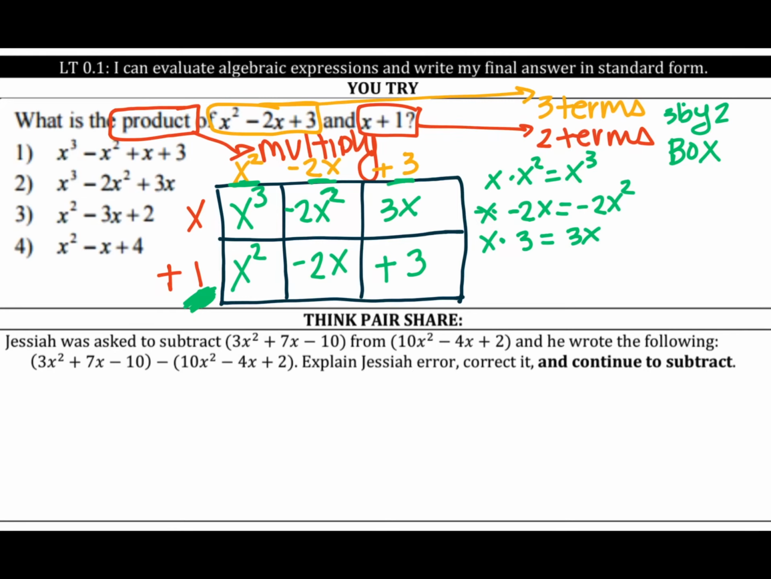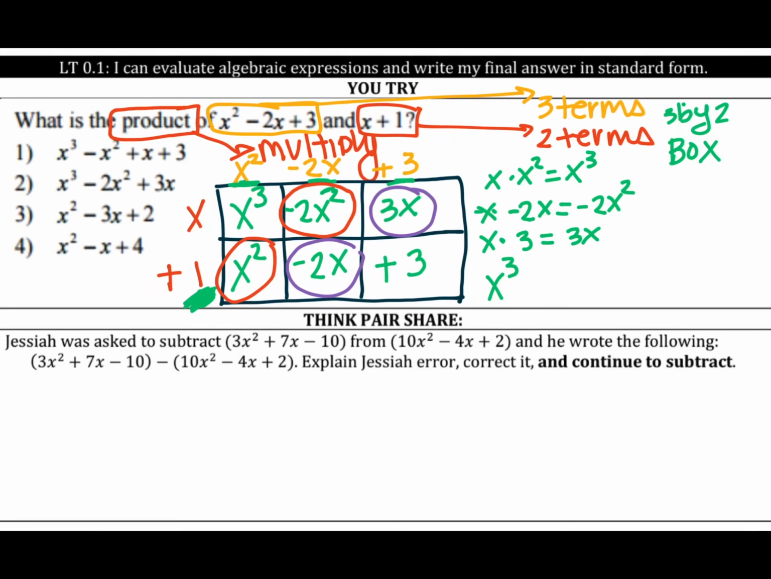Now we look for our like terms. Are there any like terms in here? Well, we have our exponent 2. That's the same. And then we also have our exponent 1, which is the same. So let's go ahead and get our final answer. Our final answer is x to the 3rd.